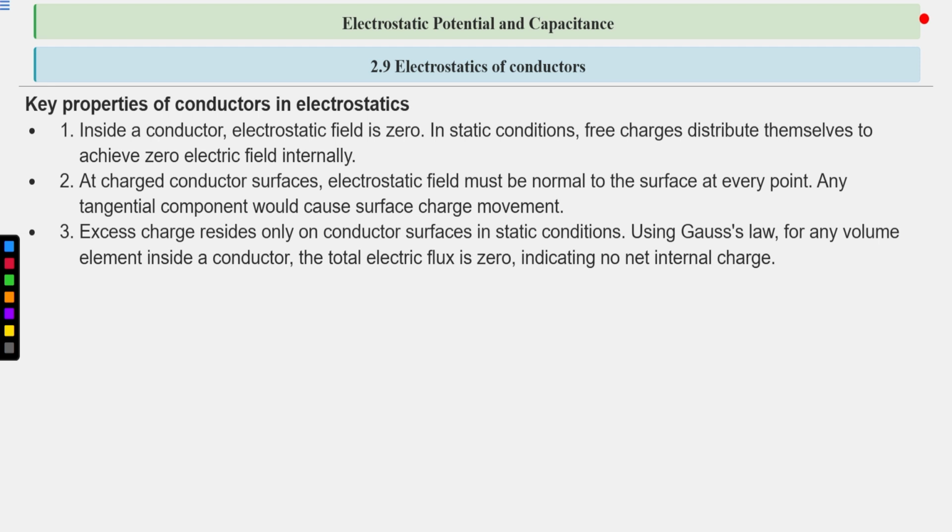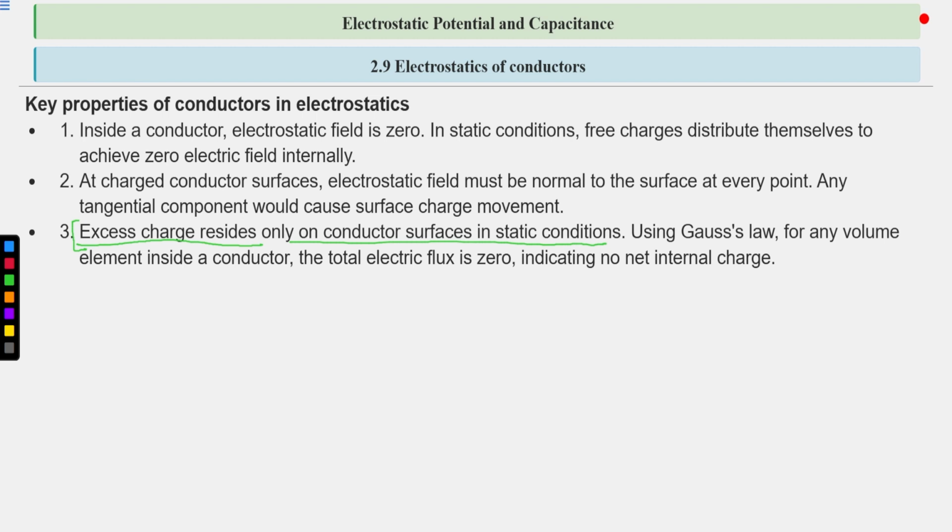Excess charges reside only on conductor surfaces in static conditions, using Gauss law. Okay, if we give any excess charge to any conductor, it will reside only on the surface of the conductor. Why? We will also see the reason. But first, excess charge resides only on the conductor surfaces in static conditions. Static condition you should also mention.